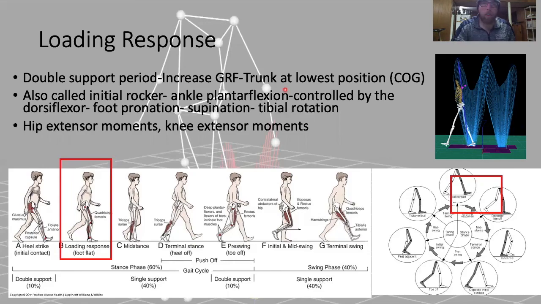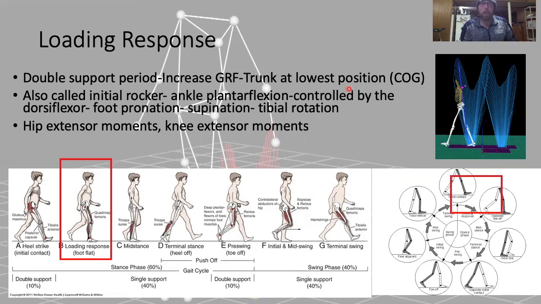Ground reaction force in the trunk at its lowest position of center of gravity. That means you have hip and knee flexion, right? So you've landed on the ground, and you rotate down and your body sinks down just a little bit. So your trunk is at its lowest position of center of gravity. It's closest to the ground as it will ever be during the gait cycle. And again, it's called the initial rocker phase because when your heel has made initial contact, it has rocked forward and it is parallel, it is touching the ground.